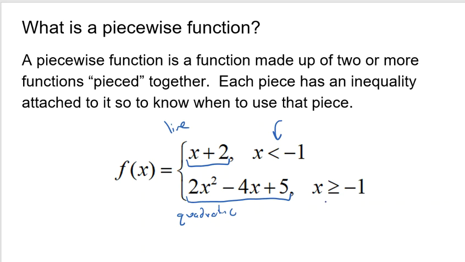If x is any value greater than or equal to -1, then you're going to use this second piece, the quadratic piece of the function. So if x is, say, 15, clearly greater than or equal to -1, you would plug 15 in the bottom function and get out your output. Now, these types of functions make really cool graphs.